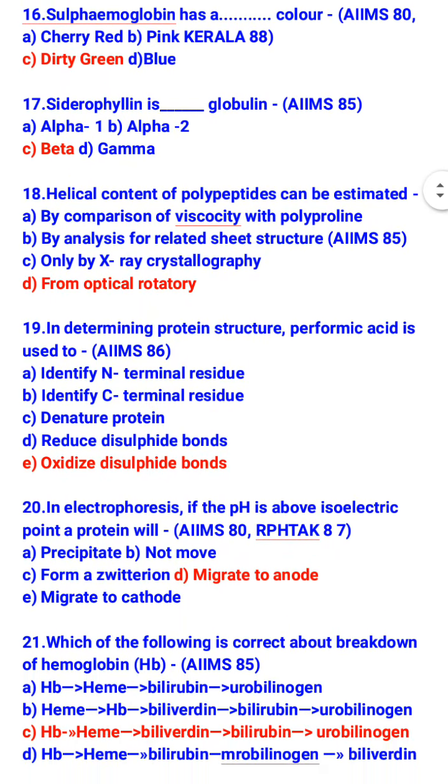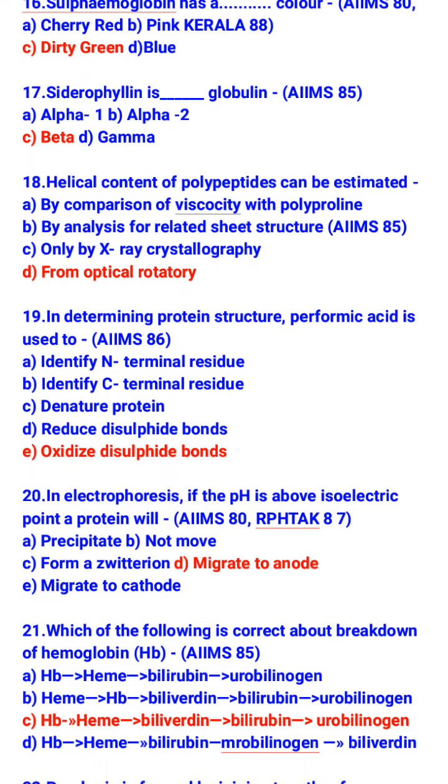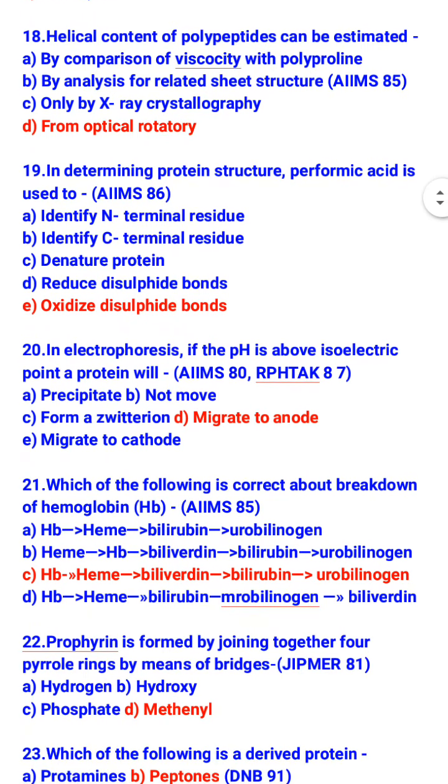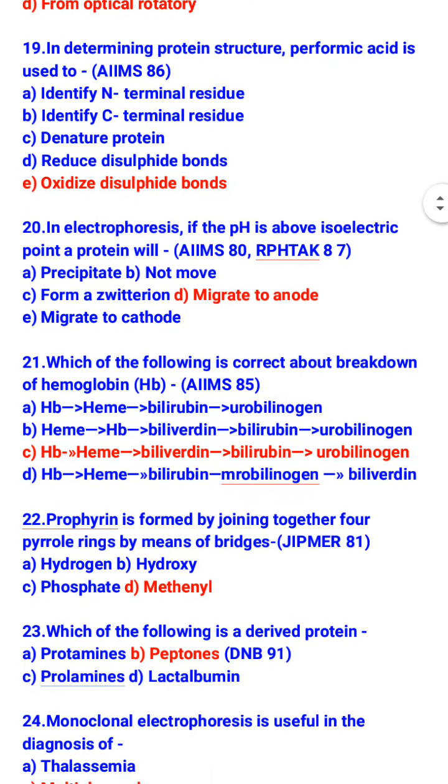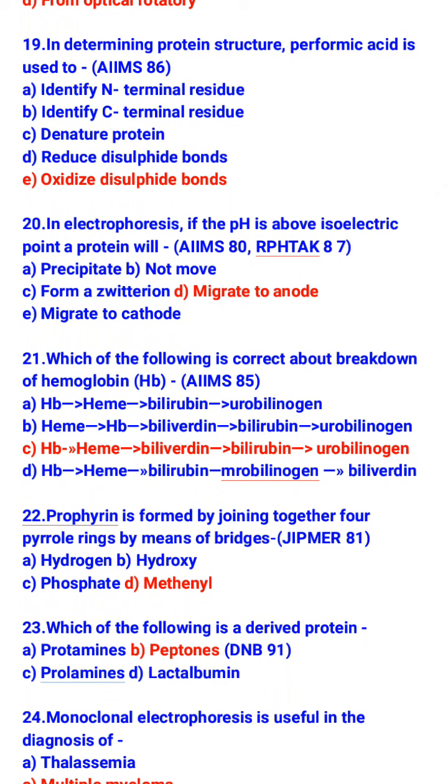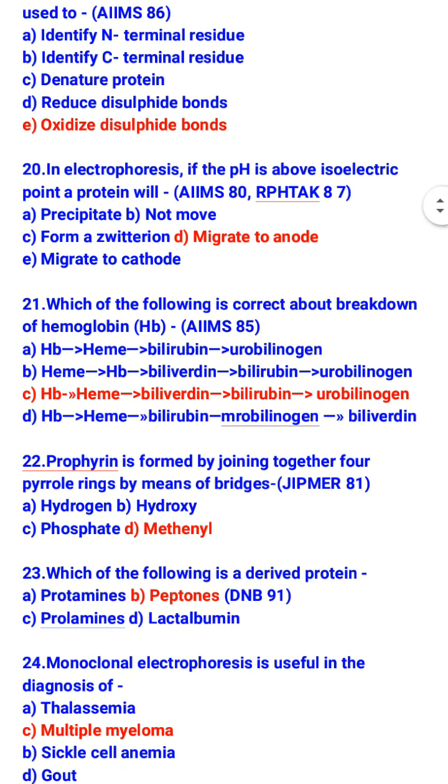In determining protein structure, performic acid is used to oxidize disulfide bond. In electrophoresis, if the pH is above isoelectric point, a protein will migrate to anode. Which of the following is correct about breakdown of hemoglobin? Hb to heme, then to biliverdin, then bilirubin, then urobilinogen.